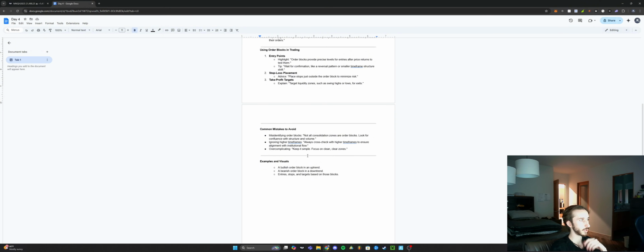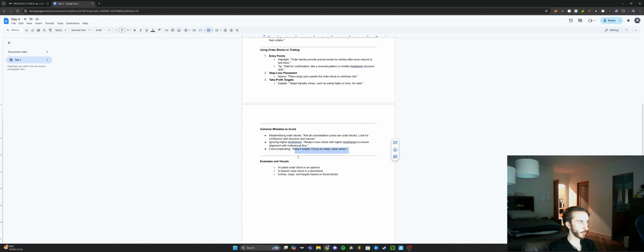Another common mistake that people make is ignoring the higher time frames. Like I said, the wicks on the higher time frame pose as order blocks, right? You just have to go on a higher time frame, mark it, go down to a lower time frame and see it actually play out, right? So ignoring higher time frames, that's a mistake that I always make. So always cross-check with higher time frames to ensure alignment with institutional order flow, okay?